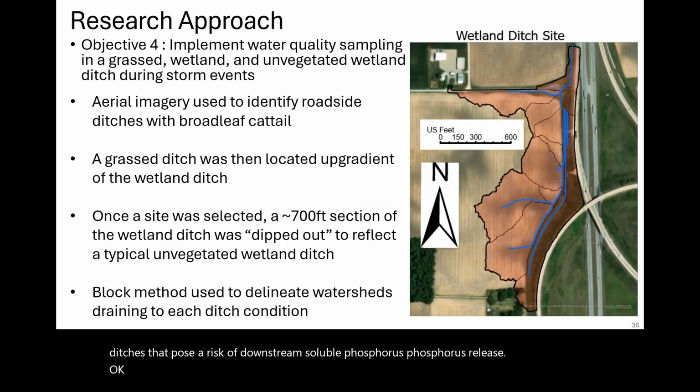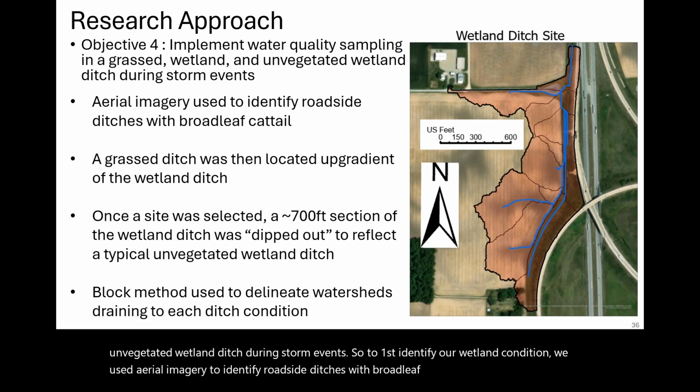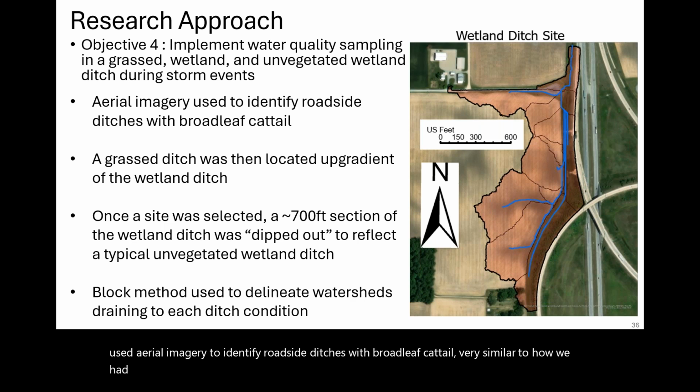Okay, so objective 4 is implementing water quality sampling in a grassed wetland and unvegetated wetland ditch during storm events. To first identify our wetland condition, we used aerial imagery to identify roadside ditches with broadleaf cattail, very similar to how we had identified sites in objective 2. Moving up gradient from the wetland conditions, we found a grass ditch located up gradient.